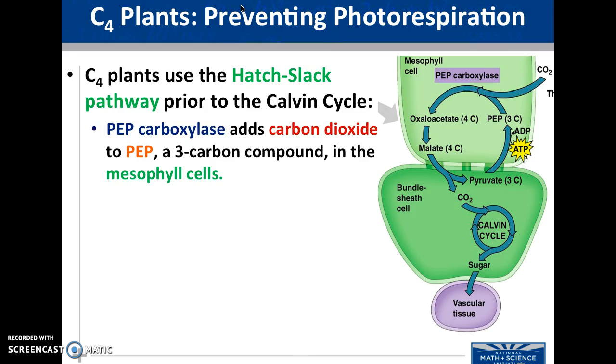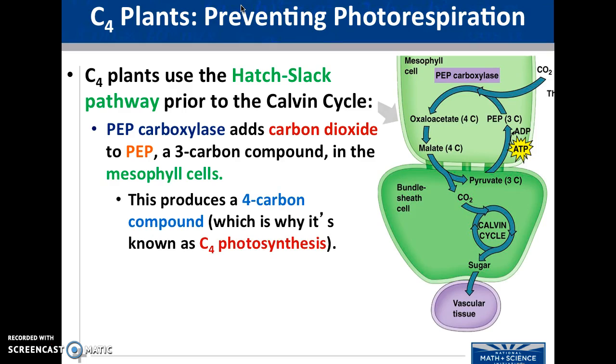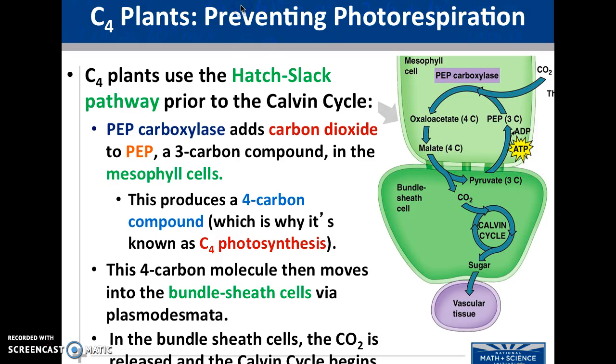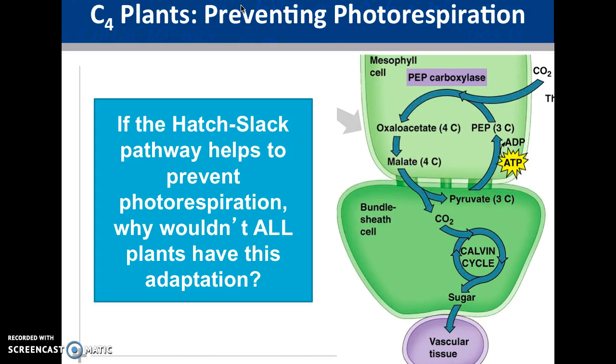They use something called the Hatch-Slack pathway, and basically PEP carboxylase adds carbon dioxide to PEP, a 3-carbon compound, in the mesophyll cells. Then this produces a 4-carbon compound, which is why it's called C4 rather than C3, and the 4-carbon molecule moves to the bundle sheath cells. In those bundle sheath cells, the carbon dioxide is released and the Calvin cycle begins. That Hatch-Slack pathway helps prevent photorespiration.